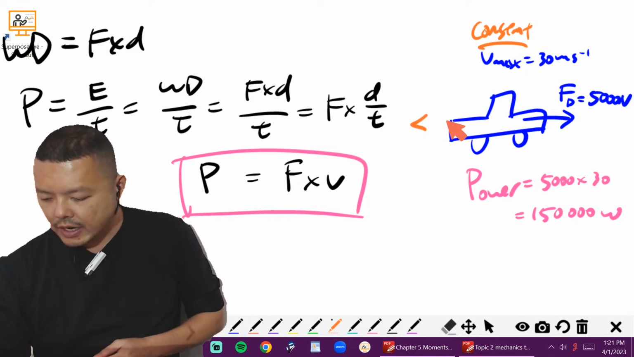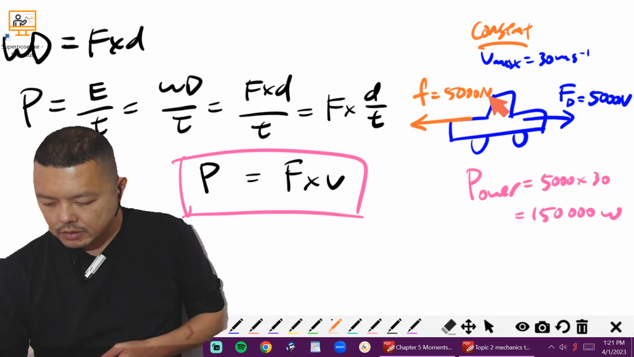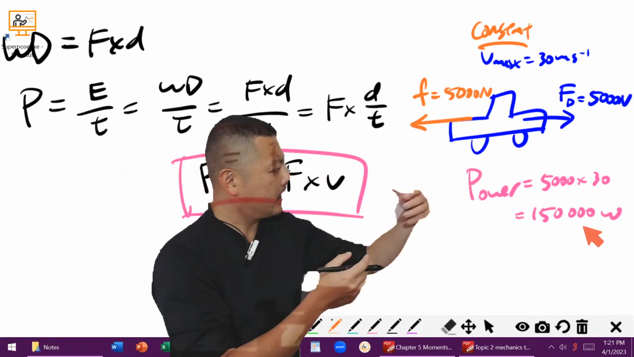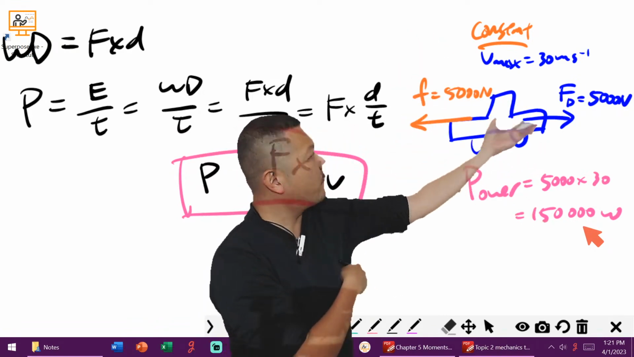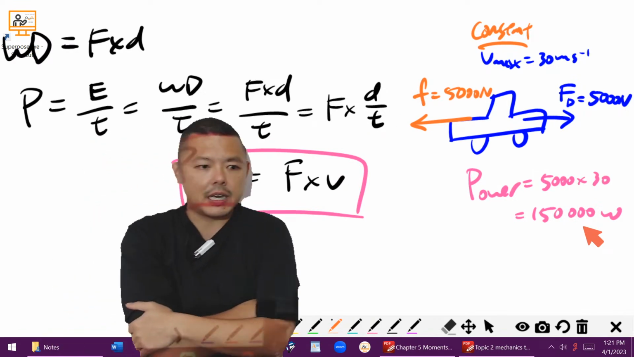So how much is the air resistance? How much is the resistive force? 5,000 newtons. So the power of the car is used to merely overcome the resistive force of 5,000, because I did tell you that it's a constant speed.